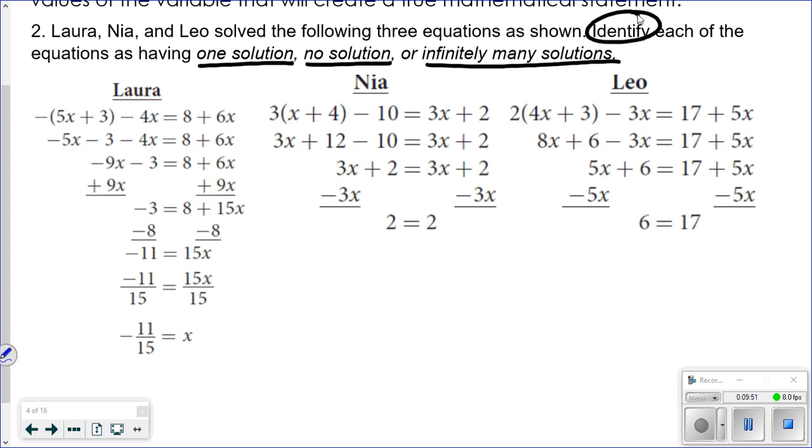So if I look at Laura, I'm not really quite sure how to answer Laura, so I'm going to move on and come back to Laura. Let's look at Nia. Nia got 2 equals 2. Is that always true? $2 equals $2. 2 pencils equals 2 pencils. Yes, this is always going to be true. So no matter what number we plug in, our answer is going to be a true statement. So we have INS, infinitely many solutions.